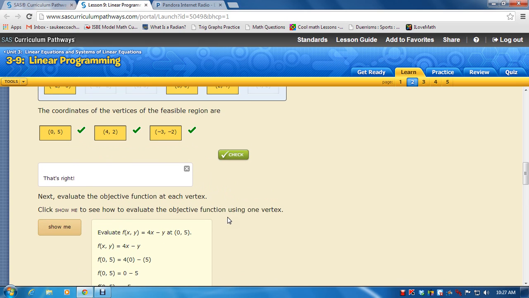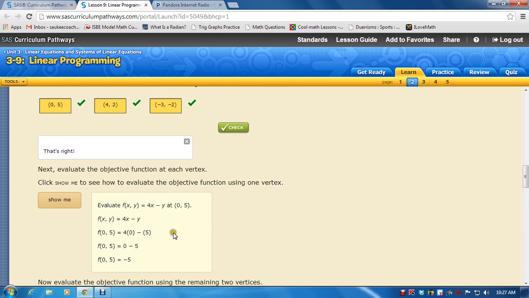So let's think to ourselves. Okay, we've got this objective function right here. We're going to plug in a 4, 2. If I plug in a 4 here and a 2 here, 4 times 4 would be 16. 16 minus 2 would be 14. Okay, so that's greater than that. So far, this one would be our maximum, right?